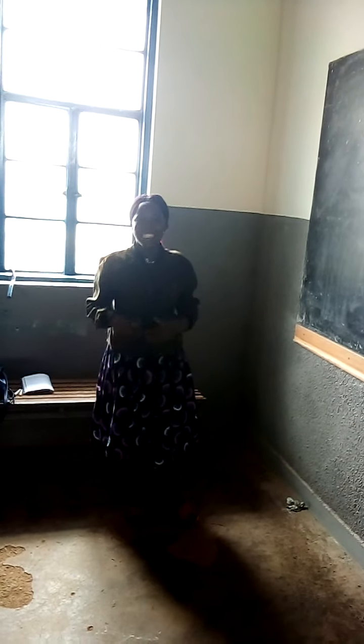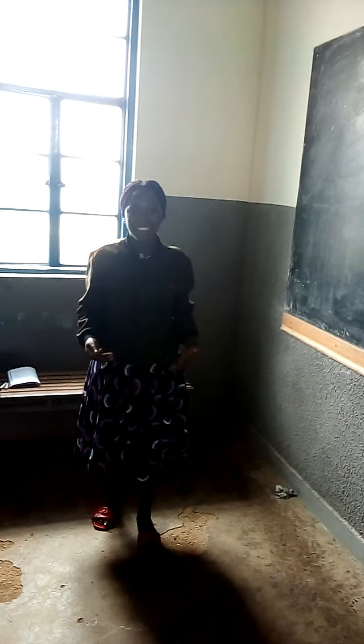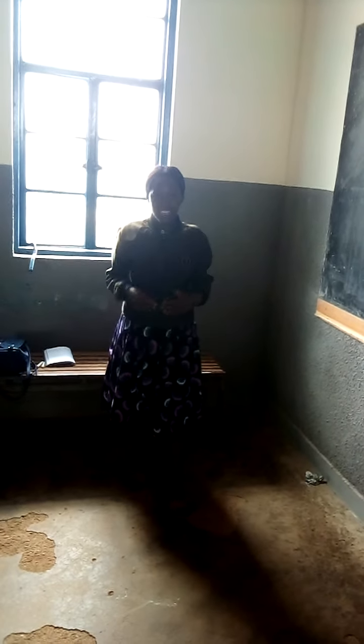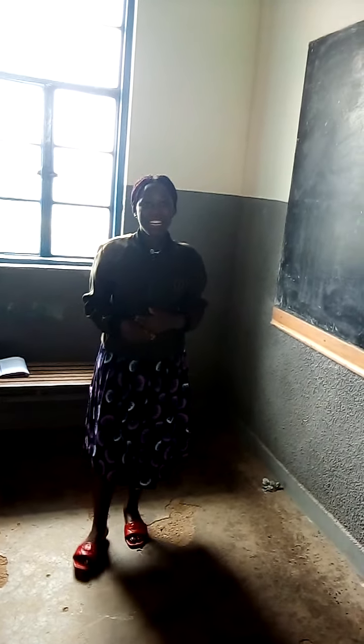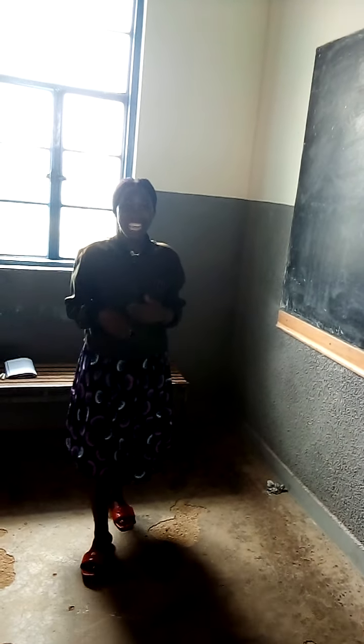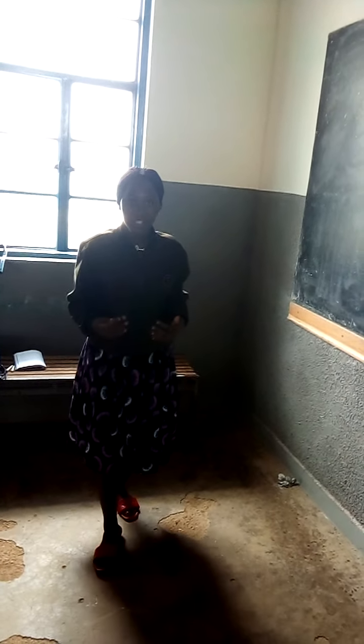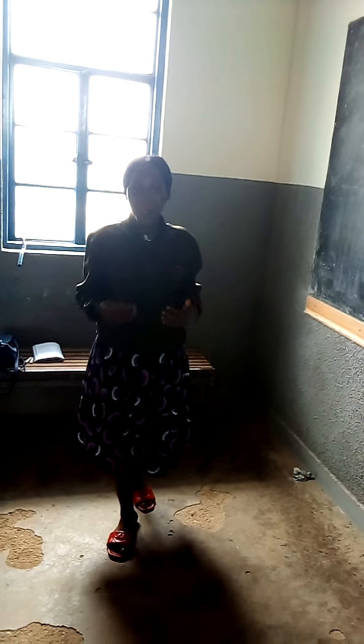So, members, arrays. What is an array? An array is a kind of data structure that can store a fixed size of sequential elements of the same kind. Are we together? Yes.